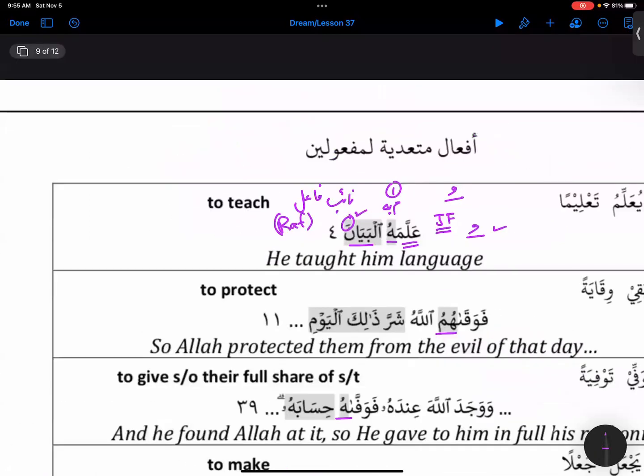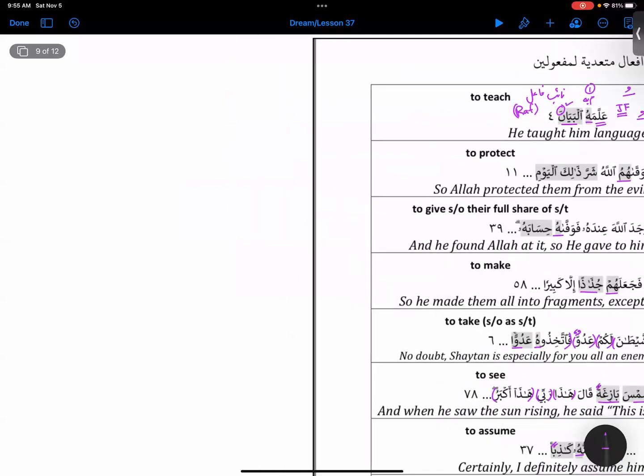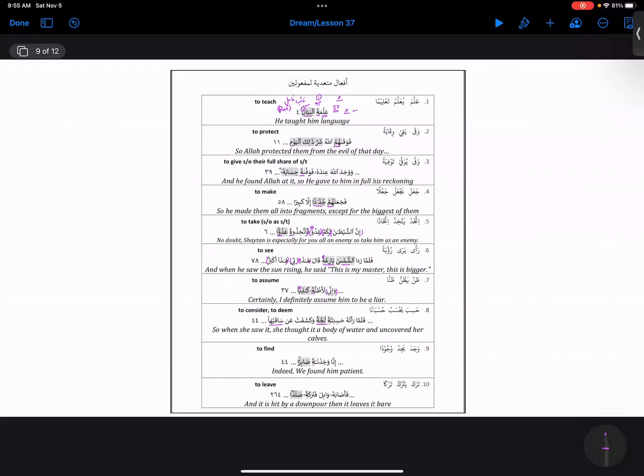Right? Okay. If I talk about jumla ismiya, what do we need in jumla ismiya? Mubtada. What should be the status of mubtada? Rafa. What else do I need? Khabar. What should be the status of khabar? Rafa.